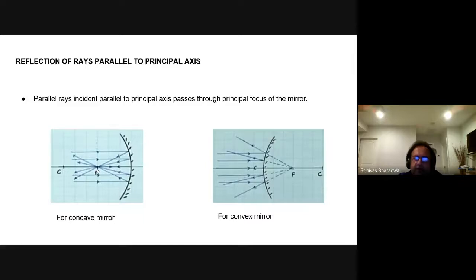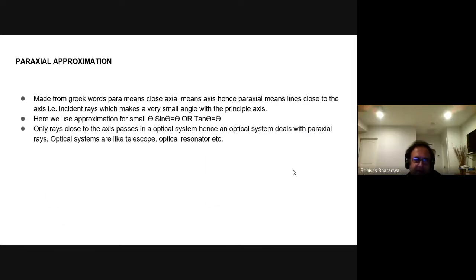So for a convex mirror, in a circular one, this is what happens. The center of curvature, or the principal focus, will be on the other side. Therefore, typically the images that are formed will be virtual.